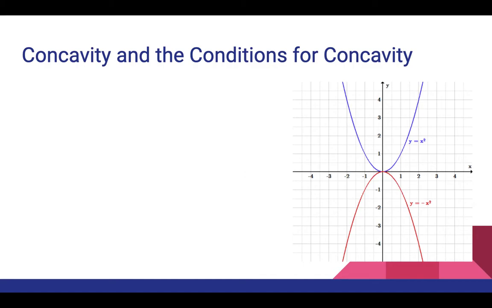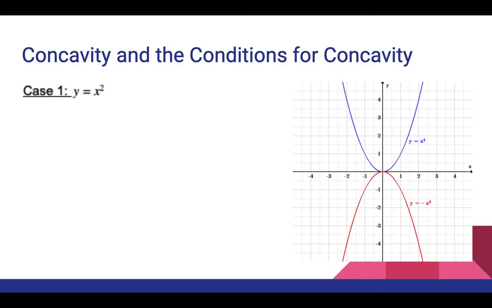So we're going to develop the conditions for concavity by looking at two very simple functions, the parabolic function x squared and its reflection across the x-axis, negative x squared. The reason being is that both these functions are either strictly concave up or strictly concave down, so whatever conditions we develop for one or the other is going to hold in general for all of concavity.